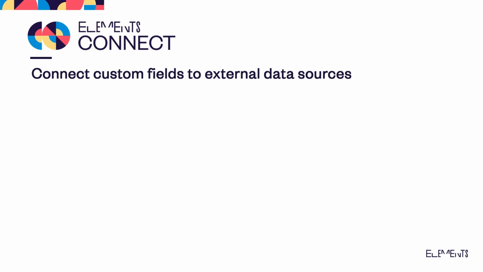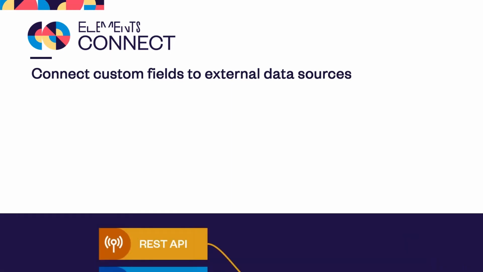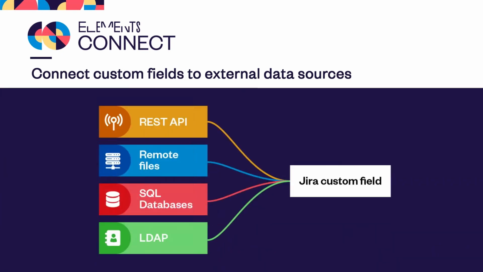With Elements Connect, you can create connected Jira custom fields and connect them to external data sources. You can use it with any kind of external data source, from REST APIs to remote files. You can also connect to an LDAP or an SQL database. With this app, you can get data from different external data sources and directly populate custom fields inside Jira Software, but also Jira Service Desk.